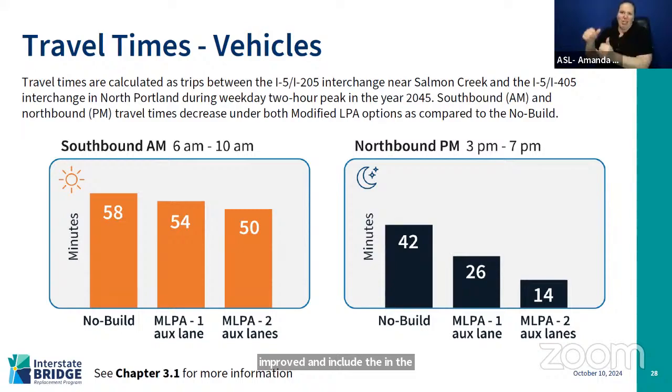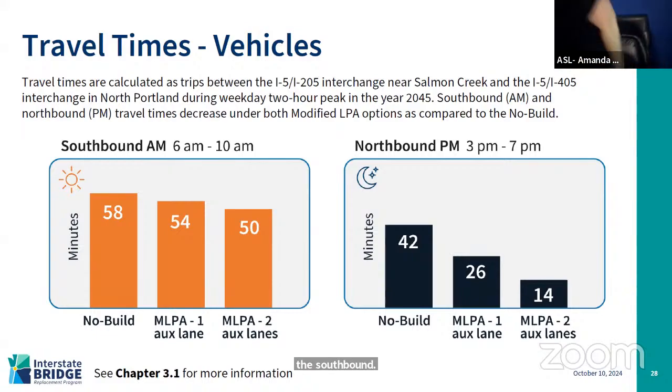So here you can see the travel time if you go from North Vancouver at the I-5, I-205 interchange, all the way down to the I-5, I-405 split. This is dampening the improvement there in the southbound, but you can see the bigger improvement northbound. It's showing that result.